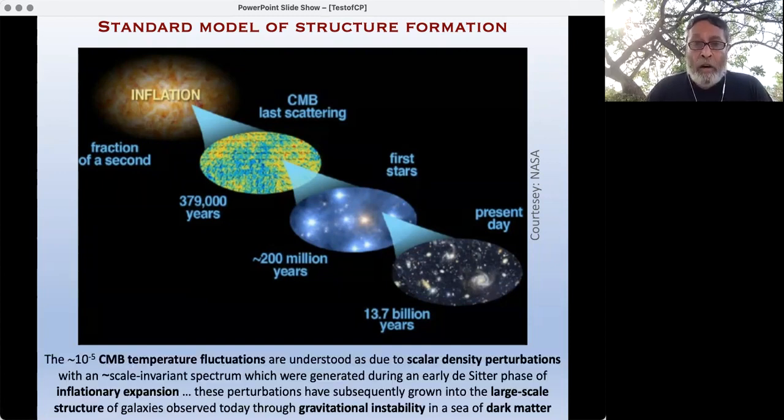And the origin of these fluctuations is not understood. We just have a placeholder there called inflation. But of course, we don't have a physical model for that as yet. But as we heard in the last talk, there is a lot of interest in developing a physical model tied to particle physics for where that phase came from. But at least we understand gravitational instability. This is just perturbed Einstein's equations.